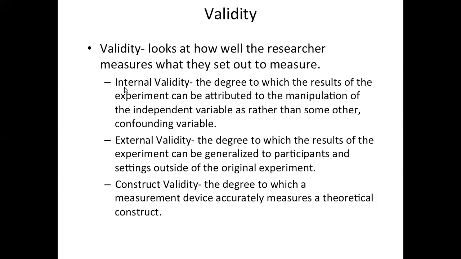So if I were talking about intelligence, as I discussed earlier, I would ask: is this instrument actually measuring intelligence? The degree to which I can say this instrument labeled as an IQ test is accurately measuring intelligence, that would be construct validity. Does that make sense? If I were to create an instrument to measure happiness, construct validity would be asking, does this instrument truly measure happiness?